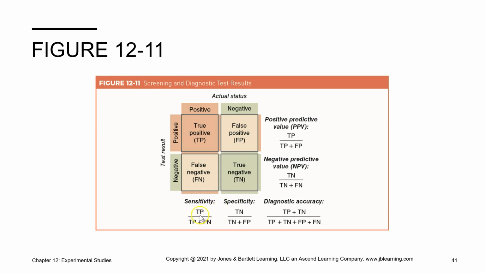So sensitivity is true positives over true positives plus false negatives. Specificity is true negatives over true negatives plus false positives. And then positive predictive value is true positives over true positives plus false positives. Negative predictive value is true negatives over true negatives plus false negatives, and then your diagnostic accuracy down here is your true positives plus your true negatives over all of them.